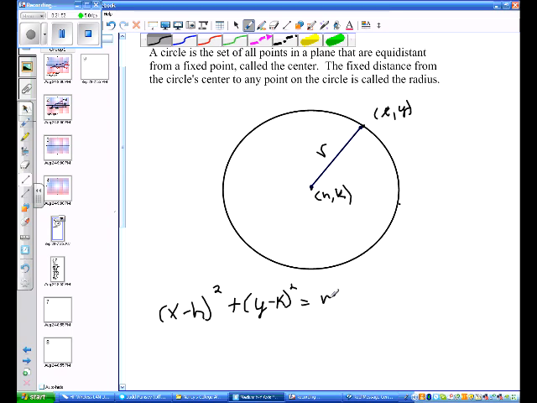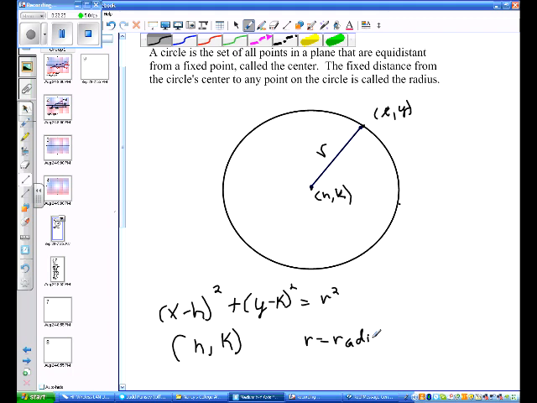equals the radius squared. What I did was I took my distance formula and I squared both sides, which got rid of the radical. This is our form for a circle. This is our equation for a circle, and it's a circle where the center is at (h, k) and r is the radius. And so we have our center (h, k), and then r equals the radius.